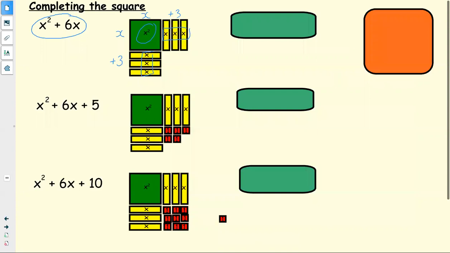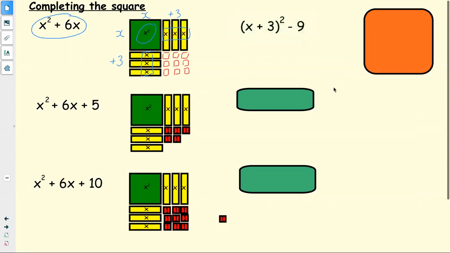So I would represent that with x add 3 all squared, but that would make a perfect square, and I don't have a perfect square here. What is missing? I've got 1, 2, 3, 4, 5, 6, 7, 8, 9 missing. The number 9 is missing from my perfect square. So my answer would be x add 3 all squared, subtract 9. Okay, let's look at the next one.